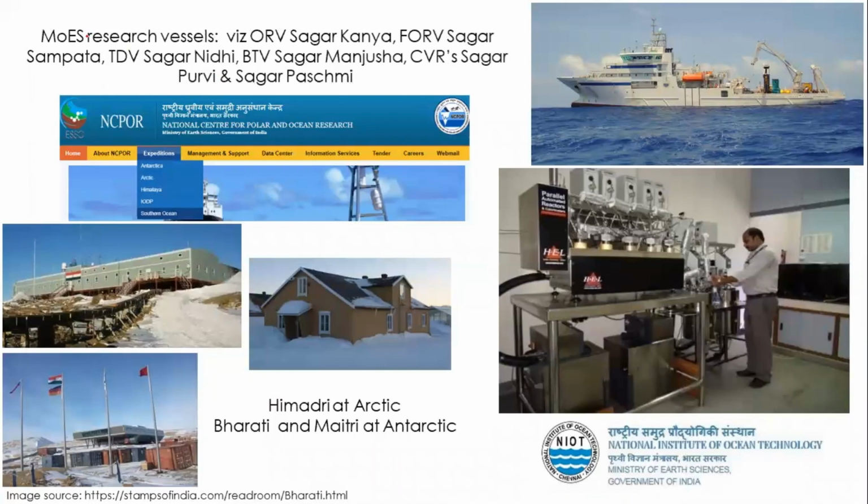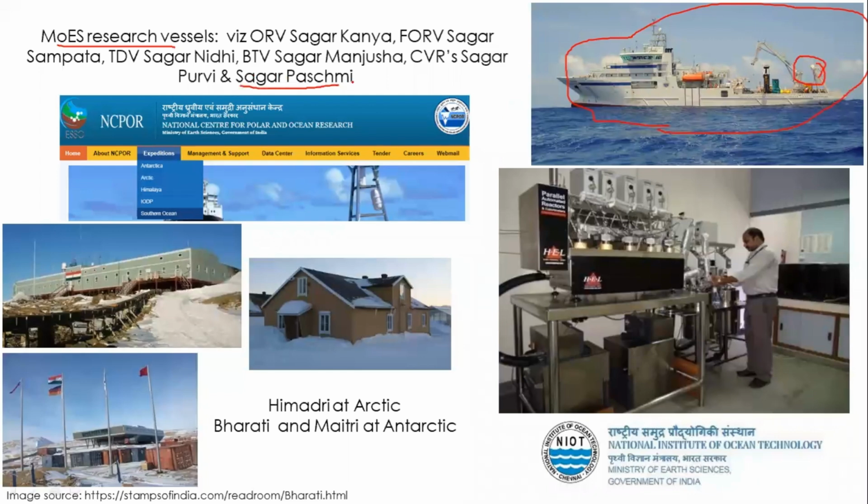And also, as I said, MoES has various research vessels. For example, Sagar Kanya, Sagar Sampada, Sagar Nidhi, Sagar Manjusha, Sagar Purvi, and Sagar Paschim. Right? One such image you can see here. I think this is Sagar Kanya. Okay, and you can see that here mostly the plankton nets will be there.